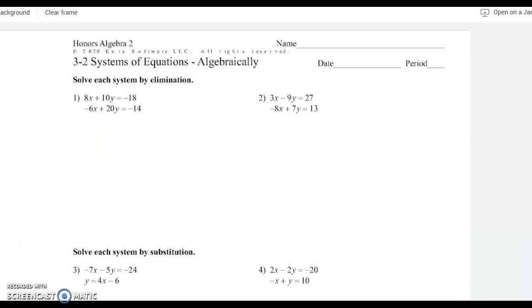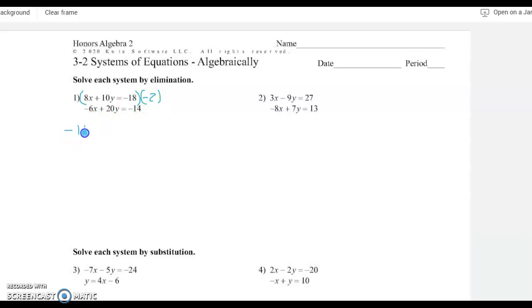If you're going to eliminate, the first thing you have to do is have opposite x's or opposite y's. So we can see here 8x and negative 6x are not opposite. 10y and 20y are not opposite. You can either choose to get your x's opposite or your y's opposite. I'm going to go for my y's, because the opposite of 20 would be negative 20, and I know I could multiply 10 by negative 2 to change it into negative 20. So I'm going to multiply that entire first equation by negative 2.